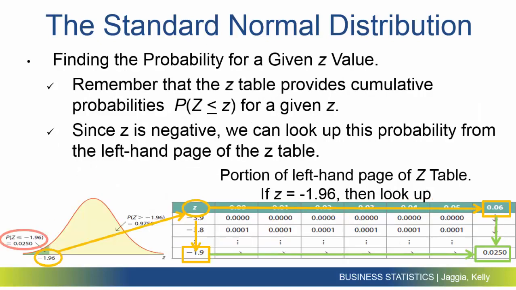In this example, we want the probability of a z value less than negative 1.96. This time we look at the z table with the negative z values. Look down to negative 1.9, then across to 0.06 to get 0.0250.